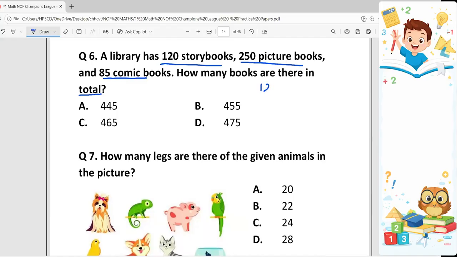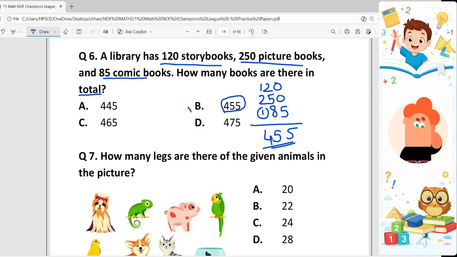So it is 120 story books, 250 picture books, and 85 comic books. Its total will be 5, 8 and 2, 10 plus 5, 15. 1 over here of carry, 2, 3 and 4. So 445 is the answer. Now where is it? Sorry, 455. 455 is on option B. Therefore, this is the correct answer. 455.